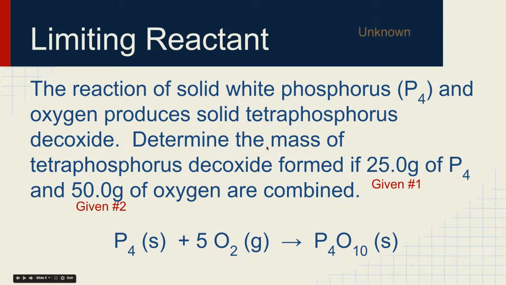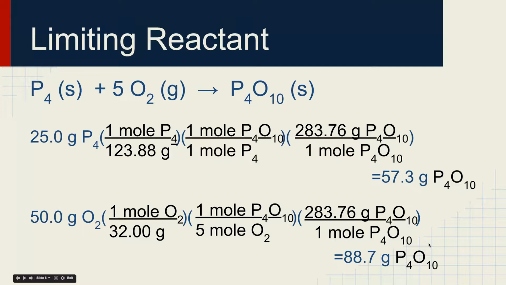What is our unknown? We're being asked to find out about the mass of tetraphosphorus digoxide. So our unknown is the product. How much, or what mass, of that product are we going to form? So let's look at what the stoichiometry looks like. Well, there's a lot of numbers on this slide, so let's focus on them one at a time.